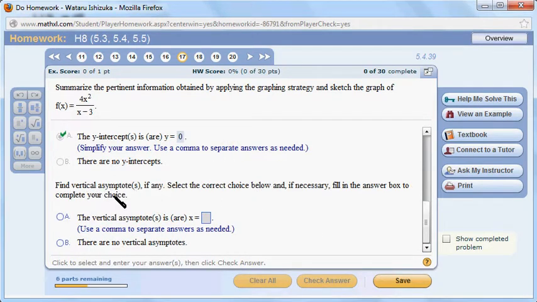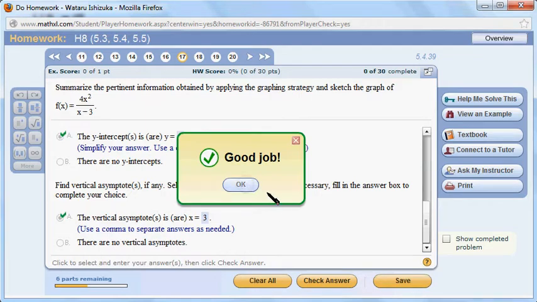Alright, next question. We want to find the vertical asymptotes. A vertical asymptote is a place where the denominator is 0 and not the numerator. So x equals 3 is the one. It's related to the domain of this function. So we got that.